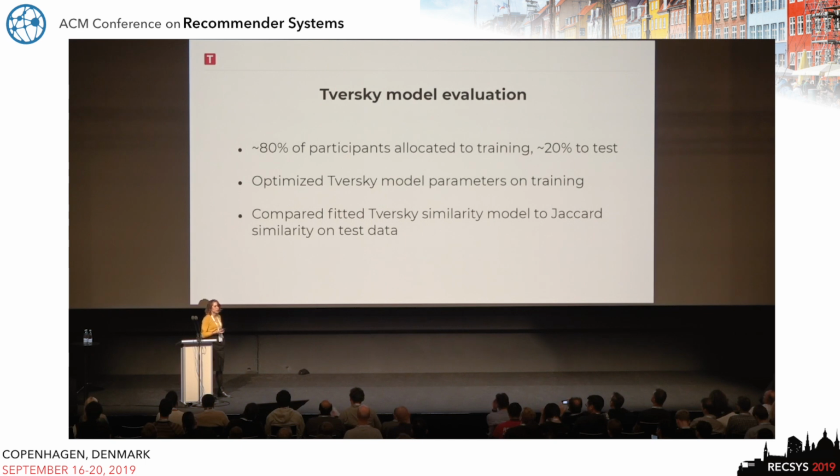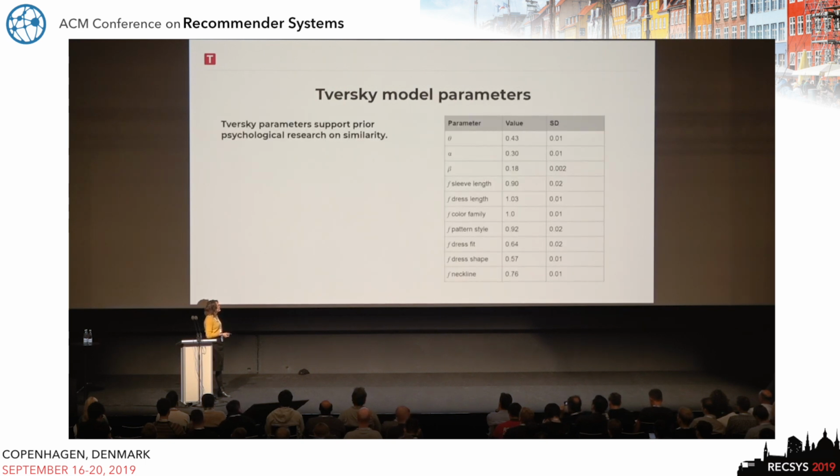So now that we have this method for assessing human similarity judgment, we wanted to actually evaluate it. So our paper involves a couple of different analyses, but I'll focus here on one. In our model evaluation, what we did is we allocated 80% of our users to training data and 20% to test. And then we were able to operationalize this Tversky model I showed you earlier on the training data. And then we were able to use these model parameters that we derived through that process and predict on our test data. And then we could compare how well the Tversky model did in comparison to a standard Jaccard similarity metric.